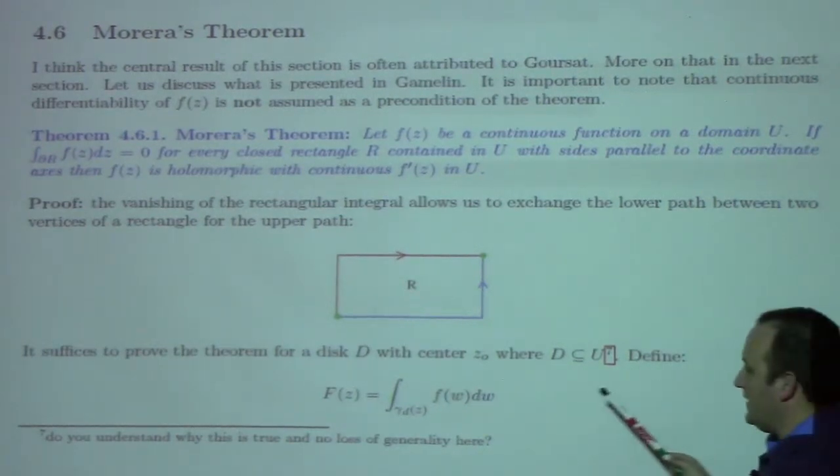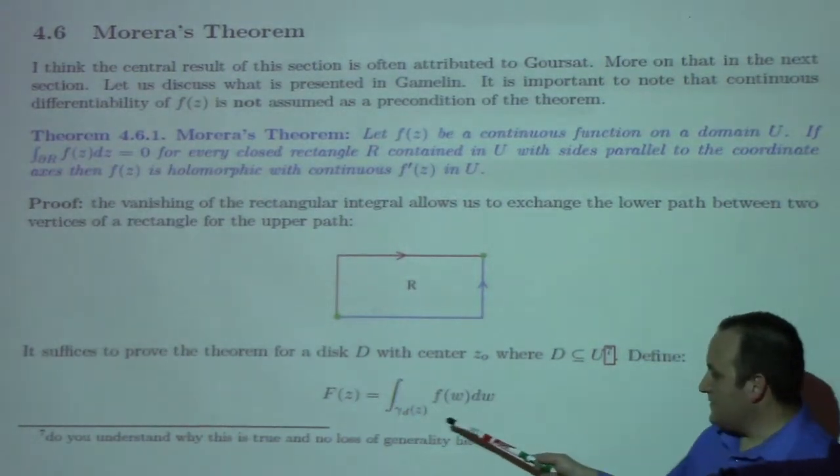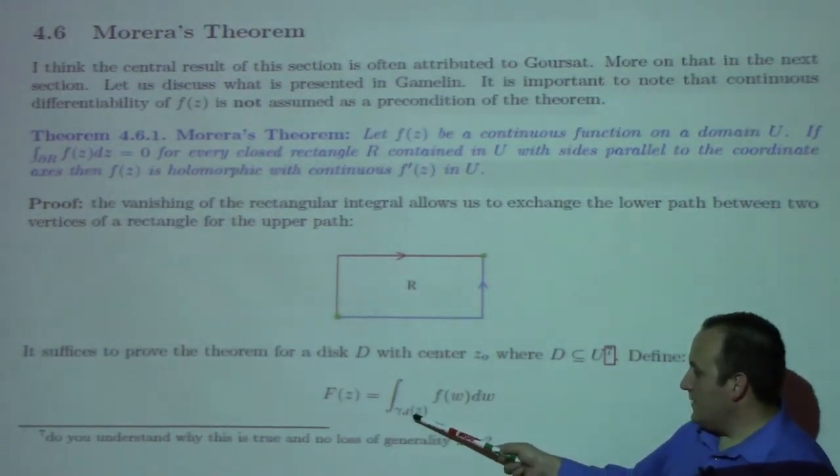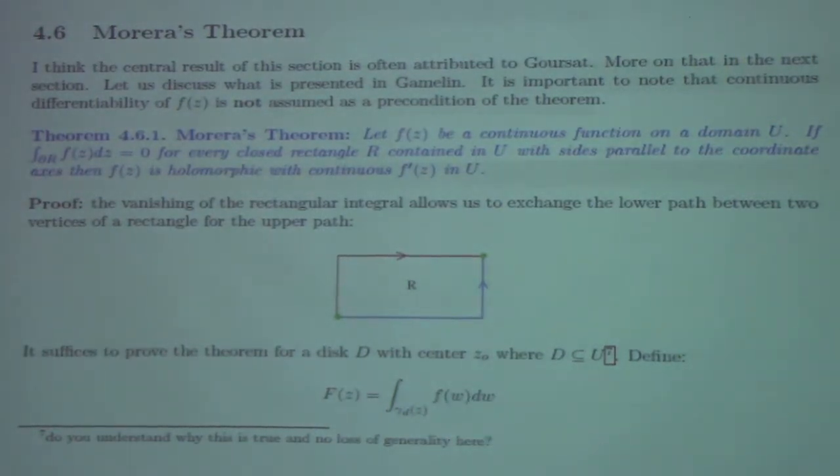And so we can define a primitive, an antiderivative, for f of w by just taking the integral over gamma d of z of f of w. And that definition doesn't make a lot of sense until you see the picture on the next page. So let me just record that definition for the next page discussion. F of z is equal to the integral.